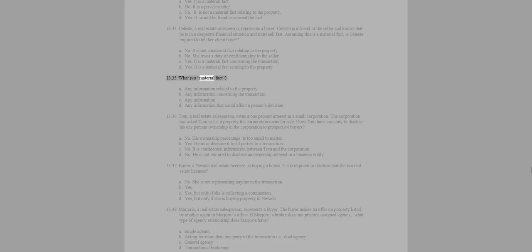13.35 What is a material fact? A. Any information related to the property. B. Any information concerning the transaction. C. Any information. D. Any information that could affect a person's decision.